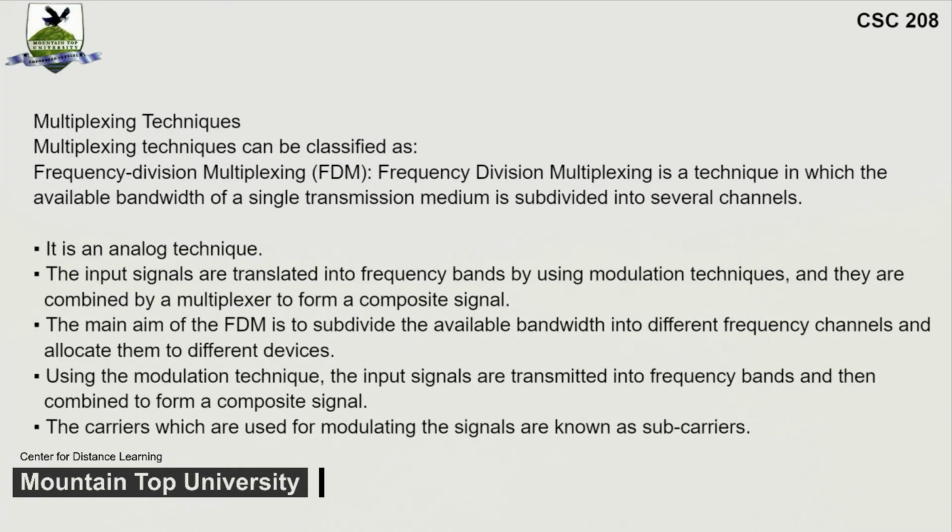Multiplexing techniques. Multiplexing techniques can be classified as frequency division multiplexing, FDM. Frequency division multiplexing is a technique in which the available bandwidth of a single transmission medium is subdivided into several channels. It is an analog technique. The input signals are translated into frequency bands by using modulation techniques, and they are combined by a multiplexer to form a composite signal. The main aim of the FDM is to subdivide the available bandwidth into different frequency channels and allocate them to different devices.